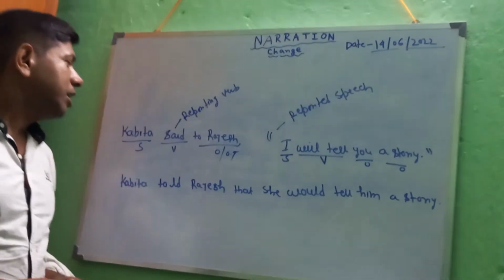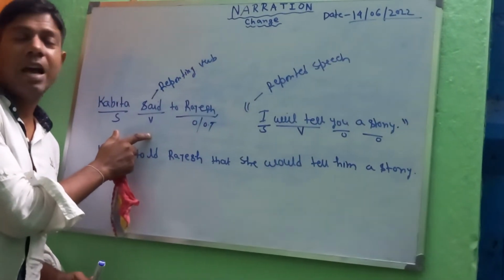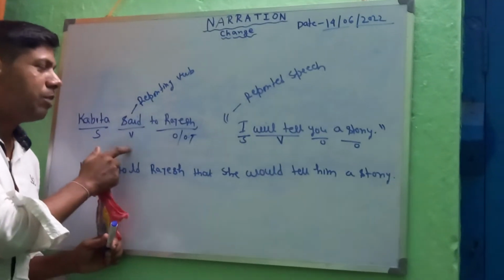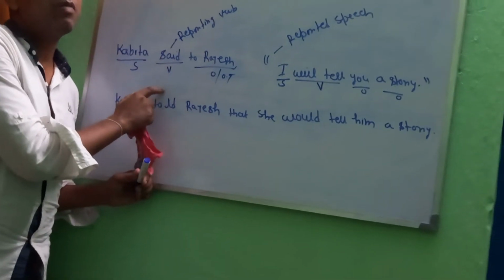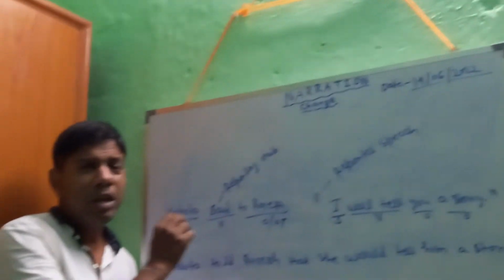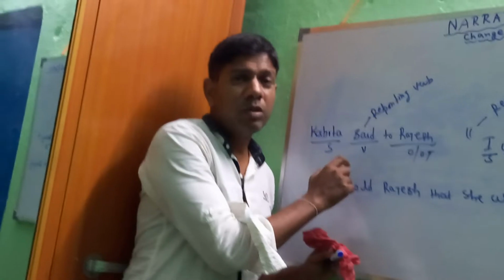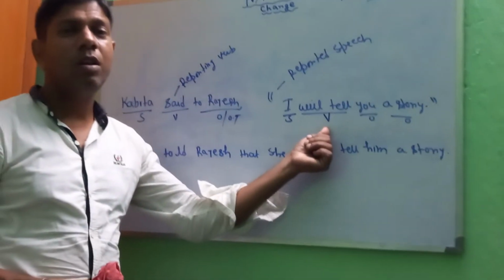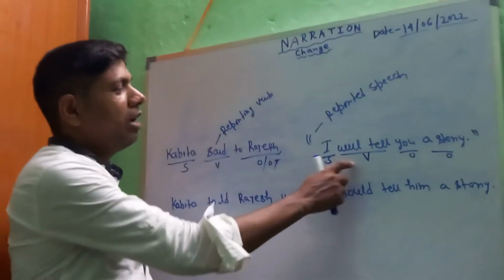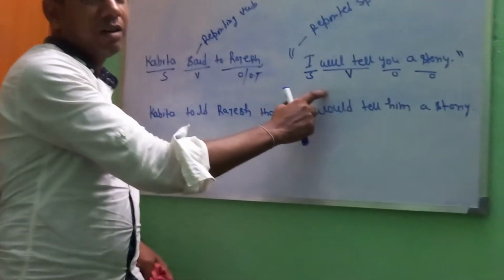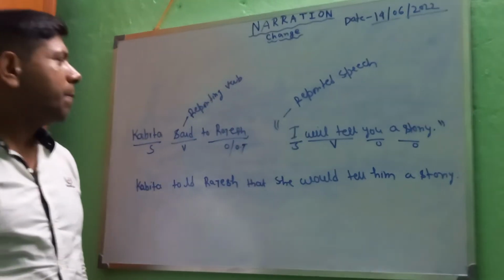Once again, if the reporting verb is in the past tense, any corresponding form of the past tense, here it is past indefinite, "said" means past indefinite. It may be past continuous or past perfect, like Kavita was saying or Kavita had said, that's not a factor. We focus on the fact that if the reporting verb is in the past tense, then whenever I convert direct speech to indirect speech, the reported speech's verb will change into the past tense. Like here, "will tell": the past form of "will" is "would". So that is the rule.